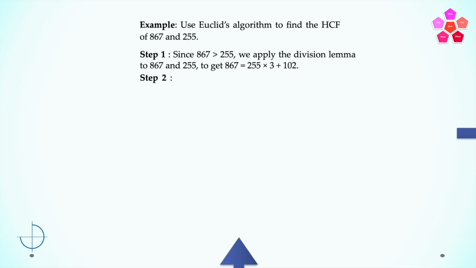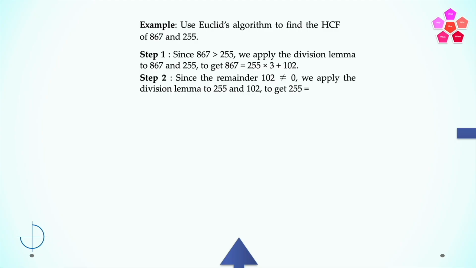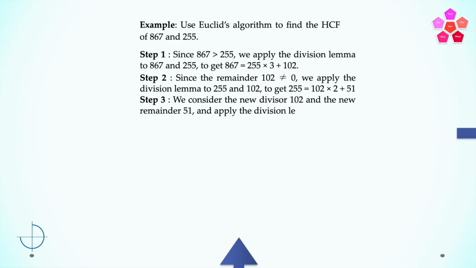Now step 2 is to check whether r is equal to 0 or not, and obviously 102 is not equal to 0. So now we apply the division lemma to d and r, which is 255 and 102, to get 255 is equal to 102 into 2 plus 51. Now we again consider the new divisor as 102 and the new remainder as 51 and apply the division lemma to get 102 is equal to 51 into 2 plus 0.